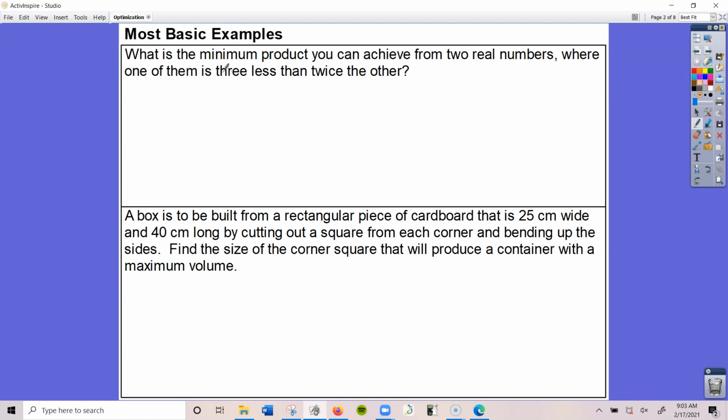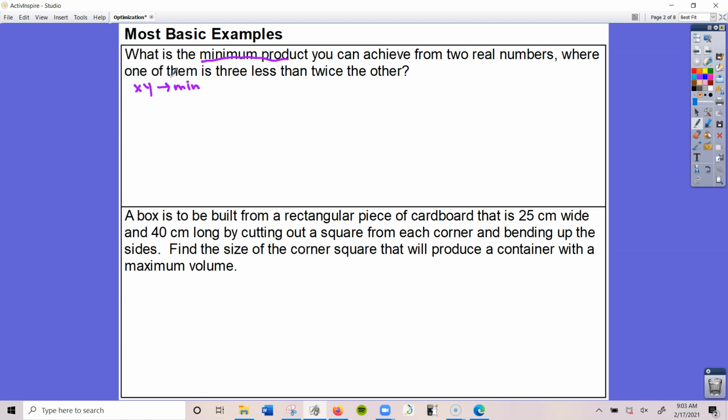So this first one says, what is the minimum product you can achieve from two real numbers where one of them is 3 less than twice the other? So what we're trying to minimize is a product of some two numbers that we don't know. So I'm going to say xy. This is what we are trying to minimize.